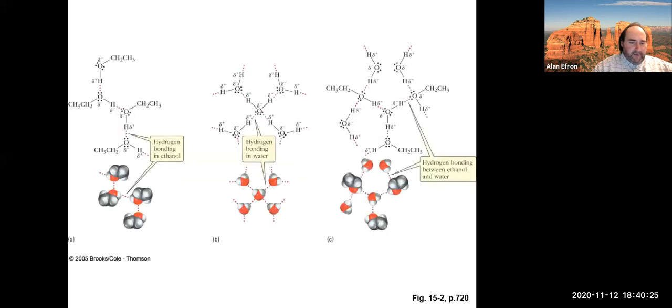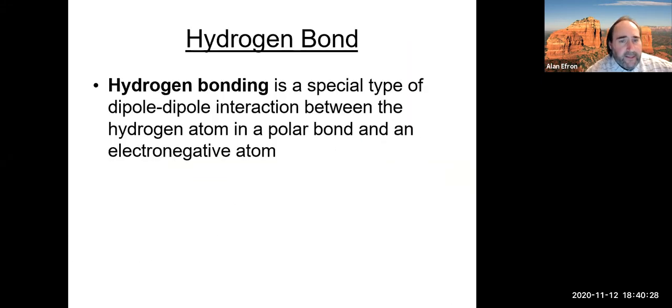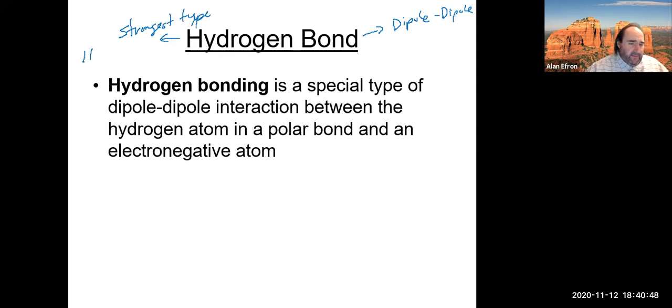The last type of intermolecular force is what is known as hydrogen bonding. And actually, hydrogen bonding is a type of dipole-dipole interaction. It's actually the strongest type of intermolecular force. So in terms of strength, hydrogen bonding is the strongest, next is dipole-dipole, and the weakest out of all of them is our dispersion forces. So dispersion forces are the weakest of all the intermolecular forces.